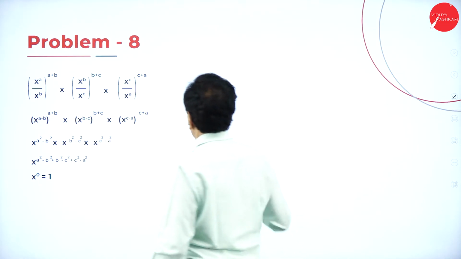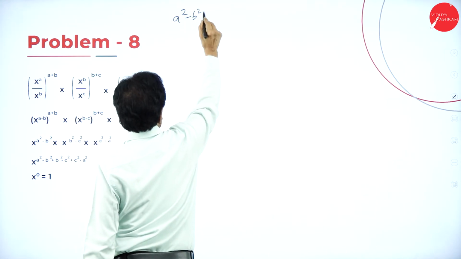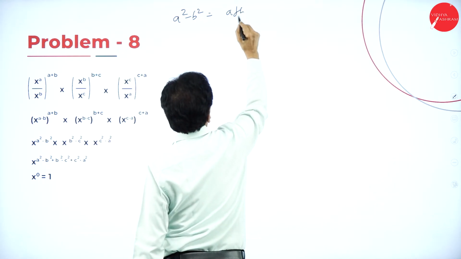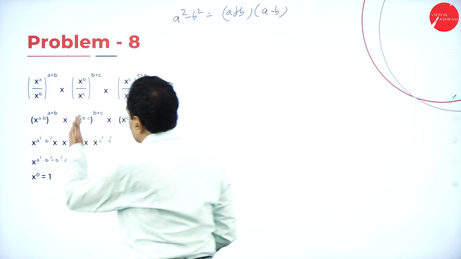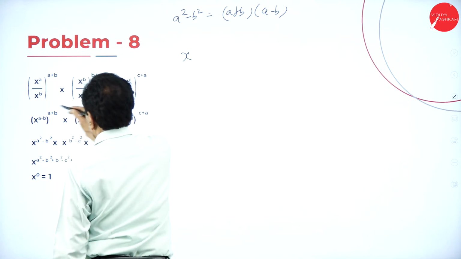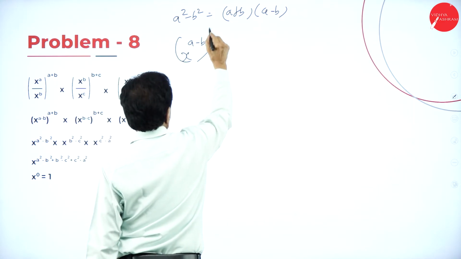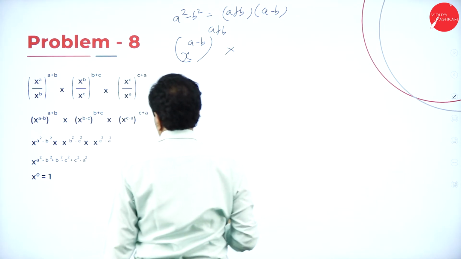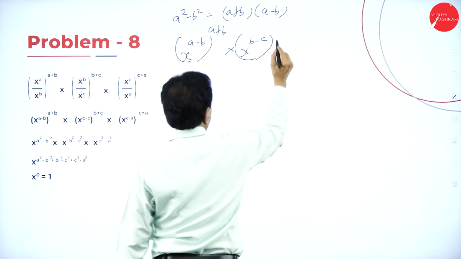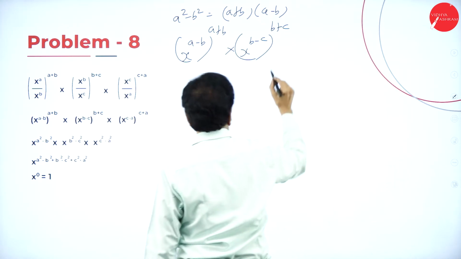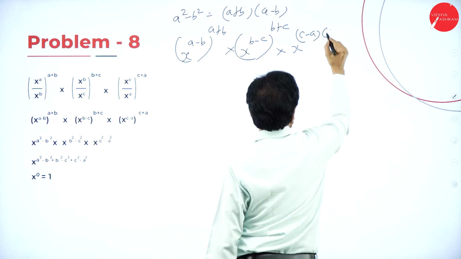So we have one formula: A square minus B square is equal to A plus B into A minus B. Simplify this. X to the power of A minus B to the power of A plus B, then X to the power of B minus C to the power of B plus C, then X to the power of C minus A to the power of C plus A.